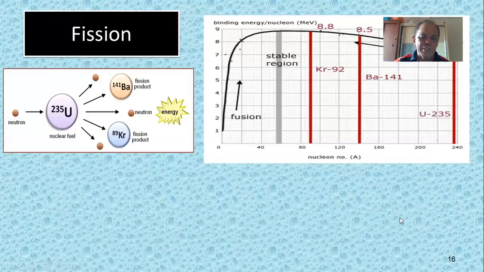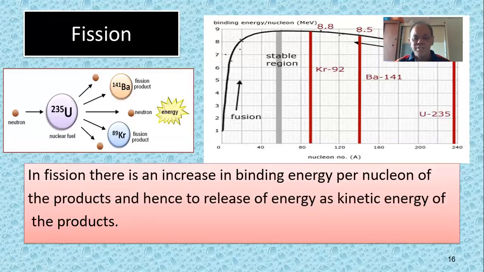So we can show the picture of what is happening on the binding energy per nucleon to nucleon number graph. Right? In fission, there is an increase in binding energy per nucleon of the products, barium and krypton. There's an increase compared with your uranium-235. So we can see that the binding energy per nucleon of the products is greater than that of uranium. So the reaction can take place with the release of energy.